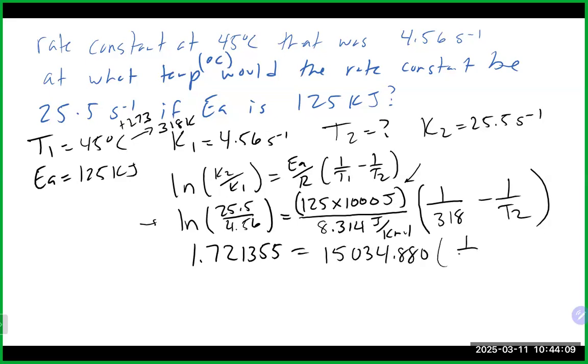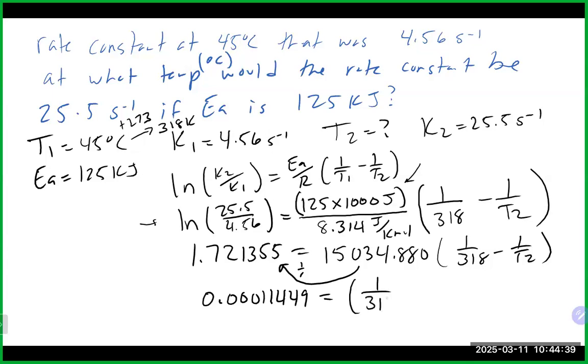15034.880. 1 over 318 minus 1 over T. At this point, we need to divide that to the other side. So we're going to go 1.721355 divided by 15034.880. That's going to get us here 0.000114449 equals 1 over 318 minus 1 over T2.